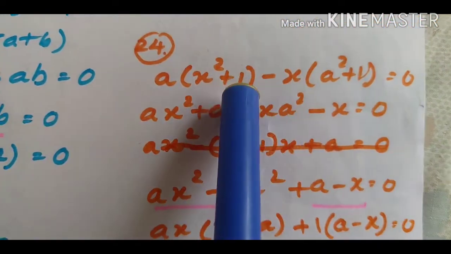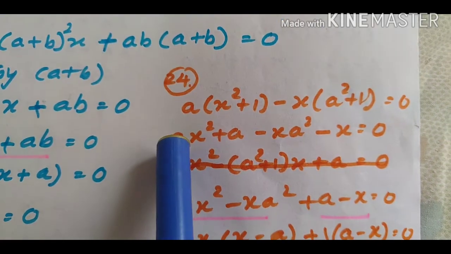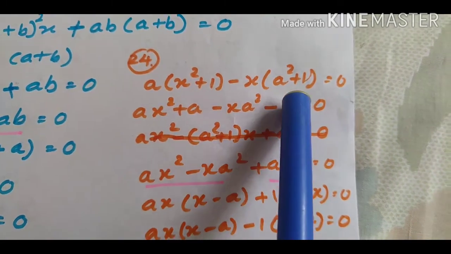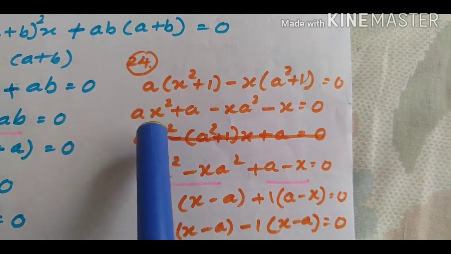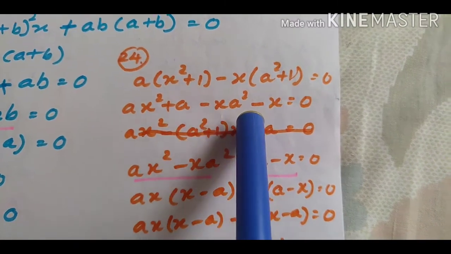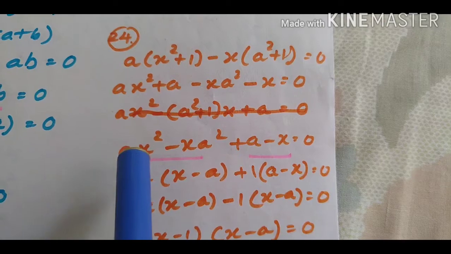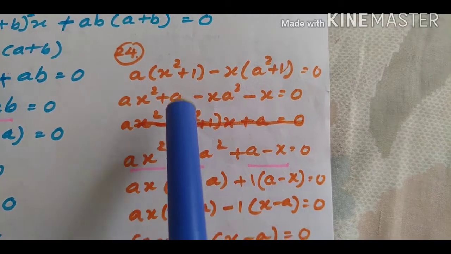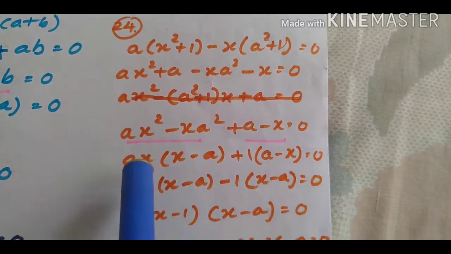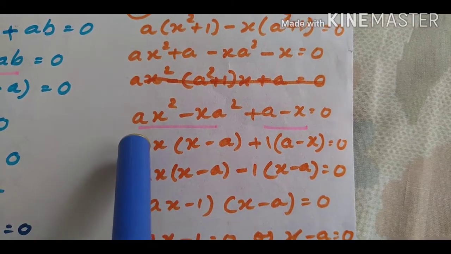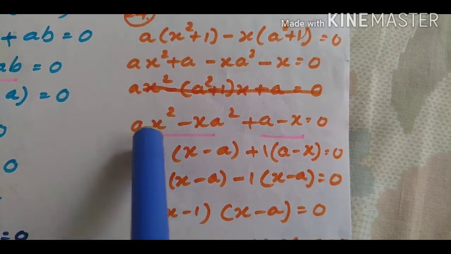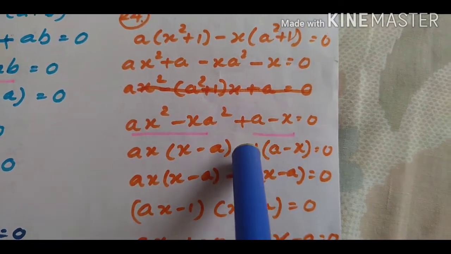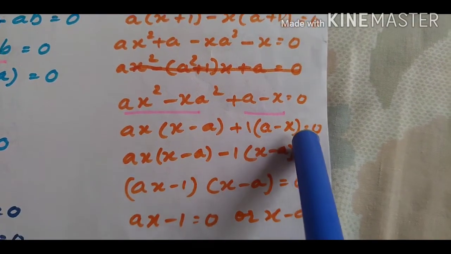Now the 24th question. Here a x square plus 1 minus x (a square plus 1) equal to 0. So students, here we need to open the bracket. ax square plus a minus x a square minus x equal to 0. So here I am taking ax square minus x a square together, and this a minus x separate. Why am I doing so? To get something common from it, I am making groups. So here ax is common, x minus a left. Here nothing is common, so plus 1 into (a minus x) equal to 0.